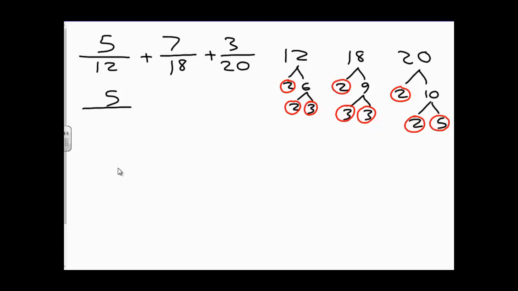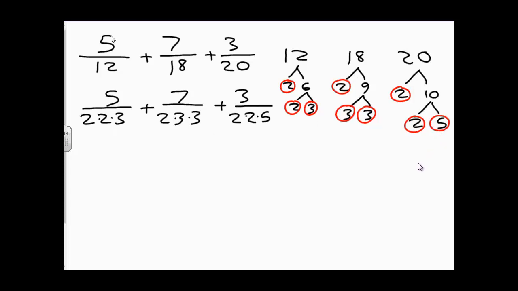So I'm going to write 5 over 12, but instead of 12, I'm going to put the prime factorization, which was 2 times 2 times 3. Instead of 7 over 18, it's going to be 7 over 2 times 3 times 3. And then the last one, 3 over 20, of course, is 3 over 2 times 2 times 5. Step 4, we draw a long line under the fractions.